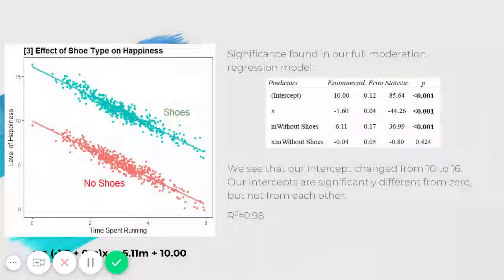For the last moderation we have shoes versus no shoes and the effect on happiness while running. So it's time spent running, and we see that for no shoes, your happiness starts at 10, so it has an intercept of 10, and this is the non-treatment group, and you have a negative value, negative 1.6, as we can see from our B2 value for the X estimate.